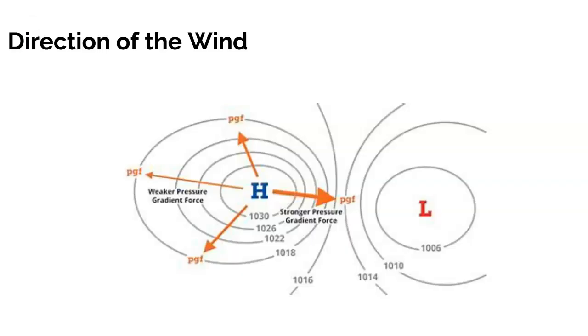So the direction of the wind, there are three factors that affect wind direction, and they are pressure gradient, the Coriolis effect, and friction. Talking about pressure gradient, wind goes from a high pressure to a low pressure. There are more air molecules in a higher pressure, and those molecules in the higher pressure will want to move to a lower pressure.